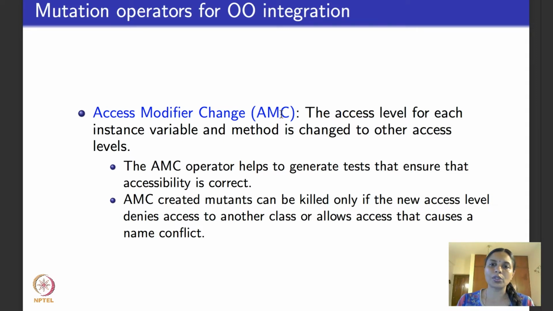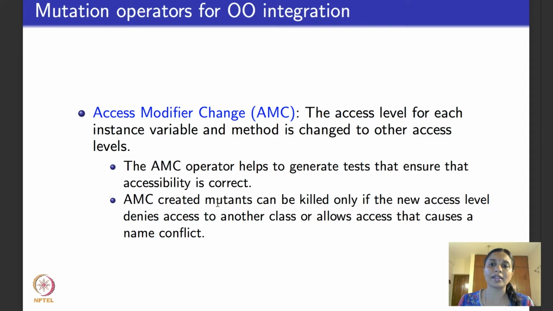What does this operator do? This operator basically changes the access levels. It changes the access levels for each instance variable and method. What do we achieve by this? We get tests that ensure that accessibility is correctly done during integration. The access modifier change operator creates mutants that can be killed only if the new access level denies access to other classes, or it's the opposite.